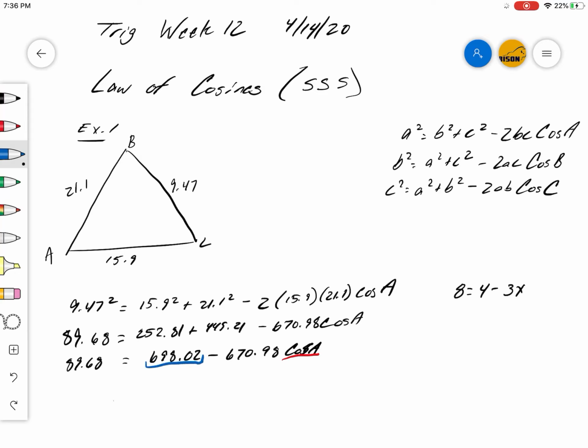Okay, so 698.02 is a regular number that can leave first. It's like the 4 over here in this problem on the right. 4 would be the first thing to go. It would go over to the other side. You'd have 4 equals negative 3x. Okay, so that's what we're going to do here. We're going to take 698 and move it over to the other side. So it's gone. I'm going to calculate that. I'm going up and getting my decimal.